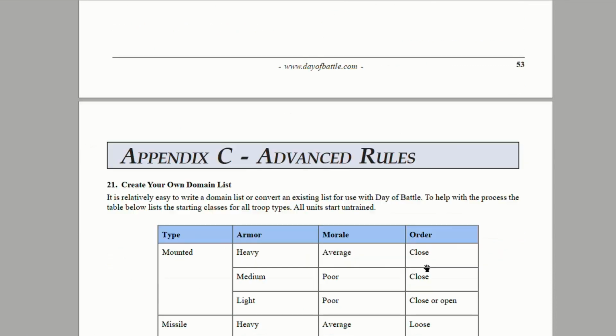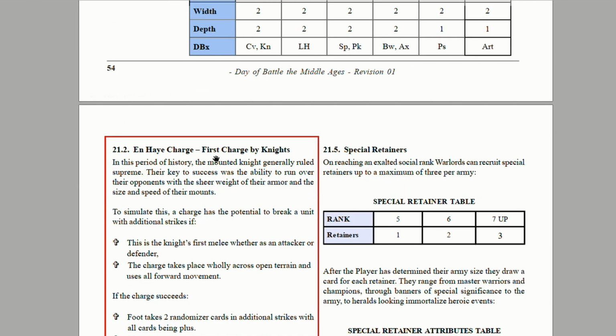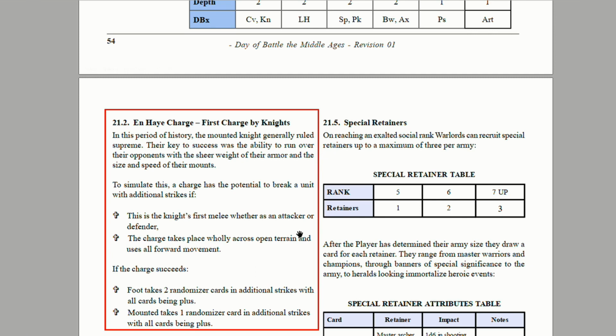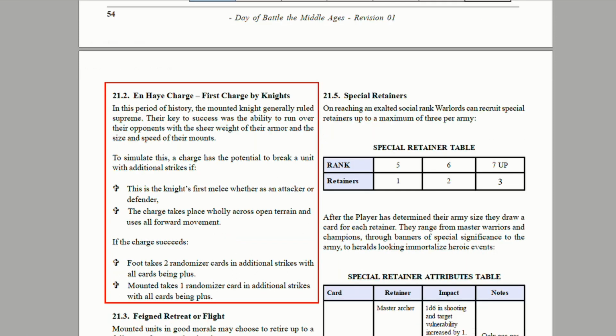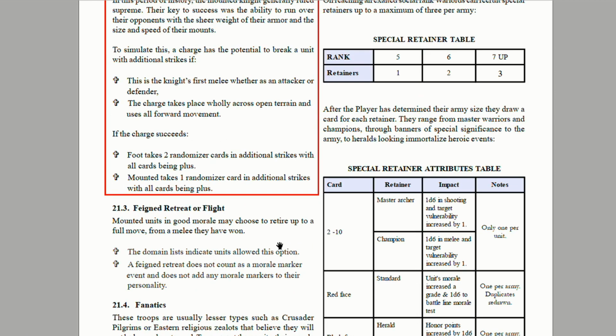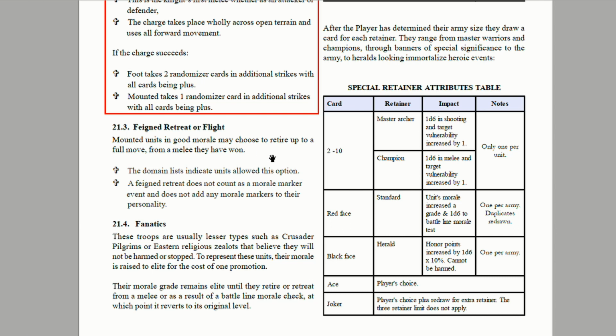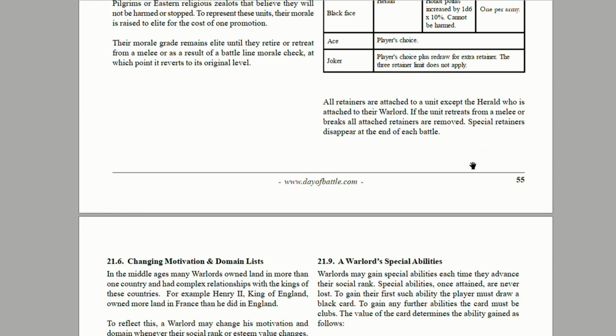Some advanced rules. Here is DBX and Field of Glory bases, how you can use them in the game. This is Enhei, first charge by knights. This gives the possibility of knights to break through and destroy an opponent, and you give them for the foot the same thing. You get some randomized cards. This is some special rules regarding special return tables, fanatics, feigned and retreat in flight, special return and attributes.